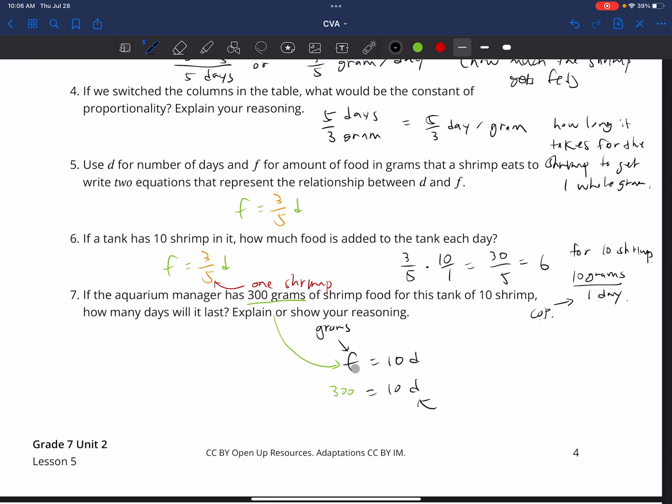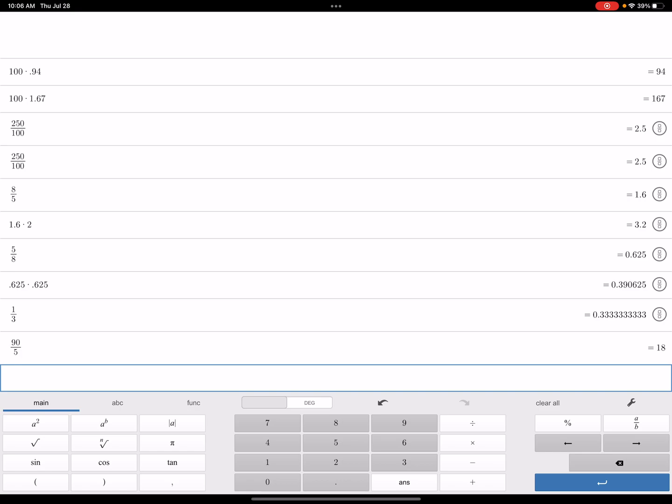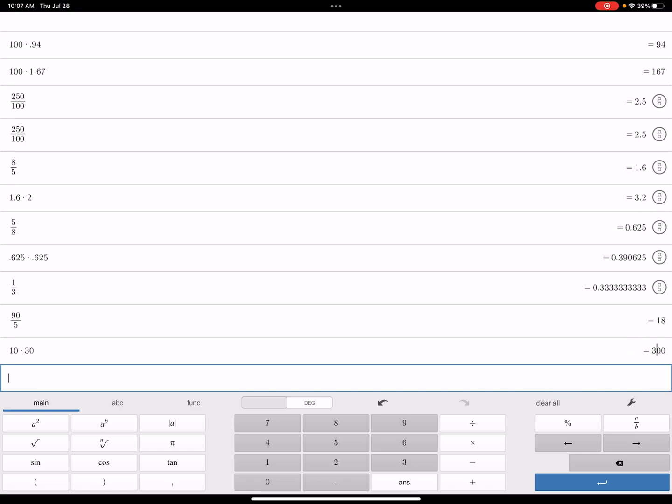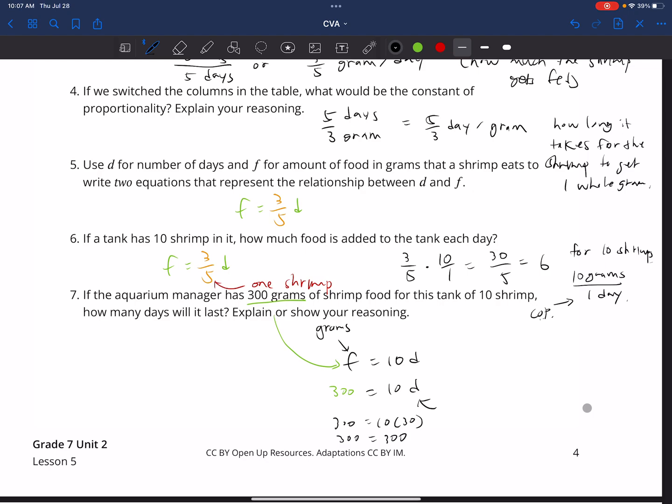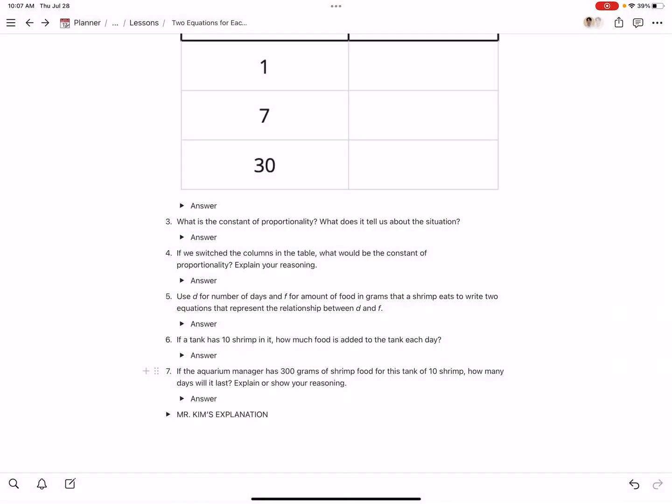So how many days need to pass in order for me to get 300? 10 times what is equal to 300? If you guys didn't know, it's actually 30, right? 10 times 30 is equal to 300. I'll show you. 10 times 30 is equal to 300. You see that, 300? So that's that for this one, okay? And yeah, so the answer is 30 days. And let's double check.